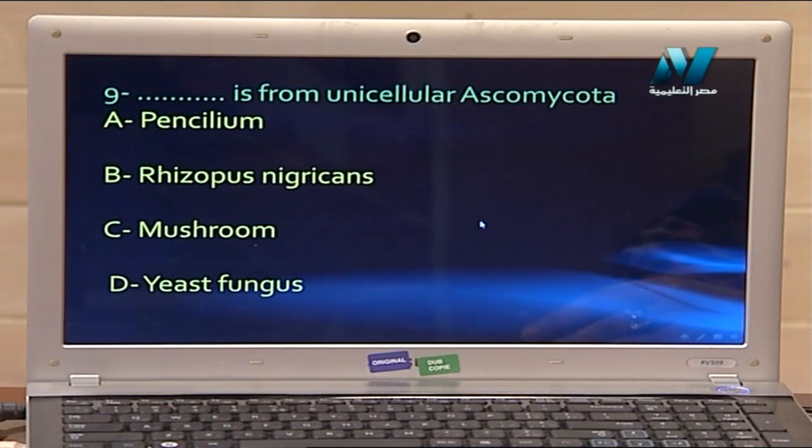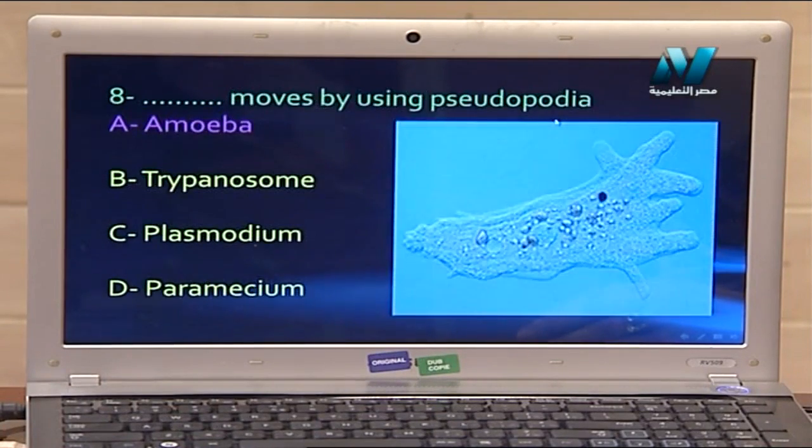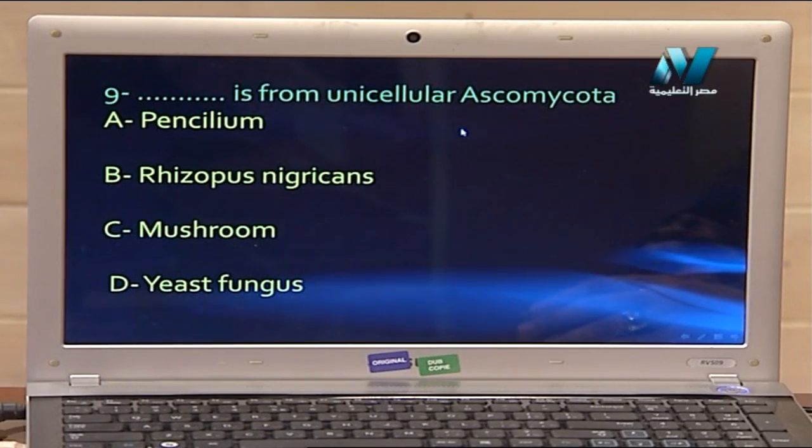Question number 9. It is from unicellular Ascomycota. Do you know Ascomycota? Ascomycota is a phylum of kingdom fungi. Kingdom fungi has 3 phyla: Ascomycota, Basidiomycota, and Zygomycota. Here, we have 2 examples for Ascomycota as we studied. We have Penicillium and Rhizopus nigricans.